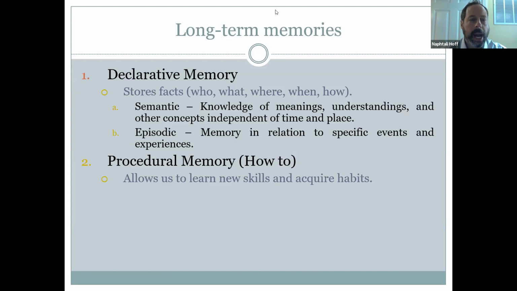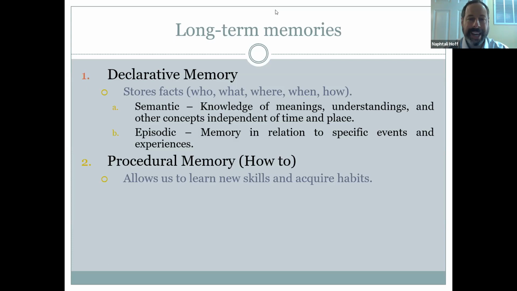Okay, so there are two kinds of long-term memory. There's declarative and procedural. Declarative is more the facts, the who, what, where, when, how, the 5 W's. And even within declarative, there are two kinds. There's semantic and episodic. So semantic is more information, what something means, being able to explain something, things that are independent of time and space. It's what we call information, data, facts. That's semantic. There are other facts that are episodic.